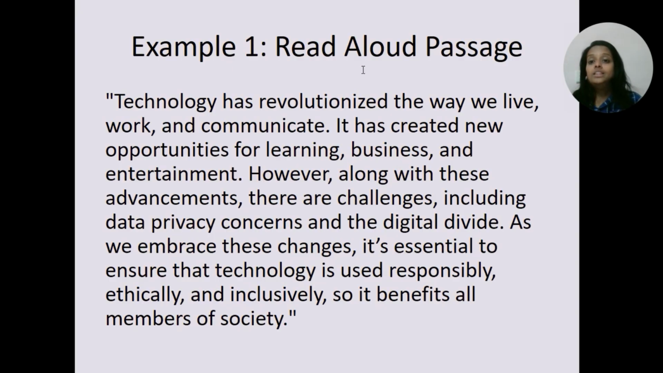revolutionized. And then you can practice these types of difficult words on a daily basis so that it will be easy for you when it comes to the task. Advancements, okay? Ethically, so you can use the intonation also, raise your voice on key phrases like new opportunities and responsibly to emphasize the importance of those concepts. And a slight pause after challenges and concerns will make it sound more natural.